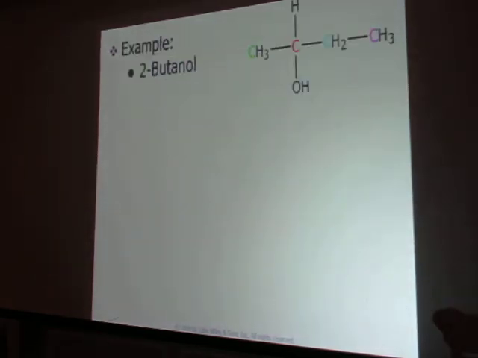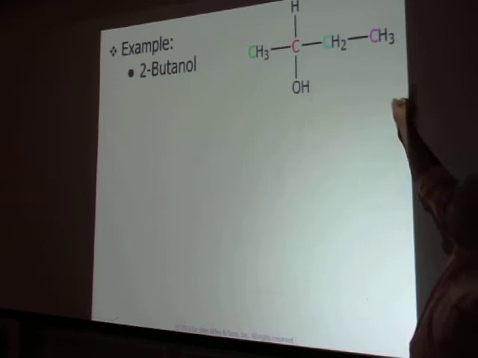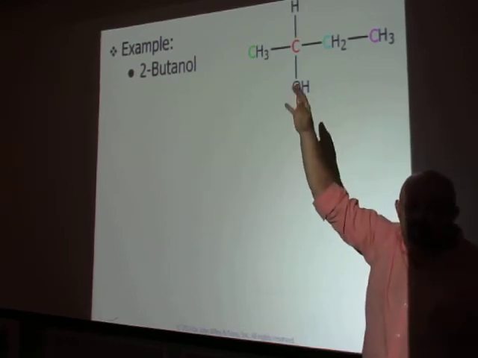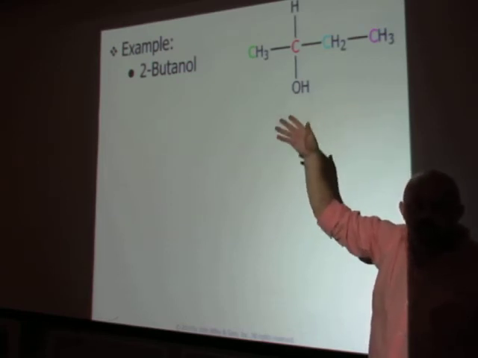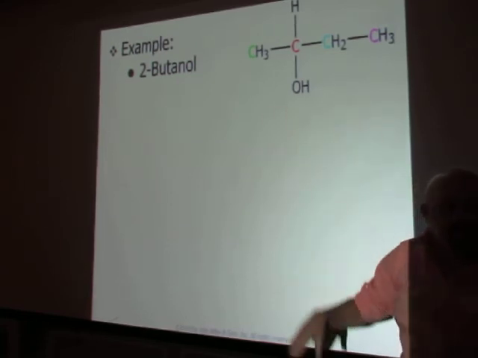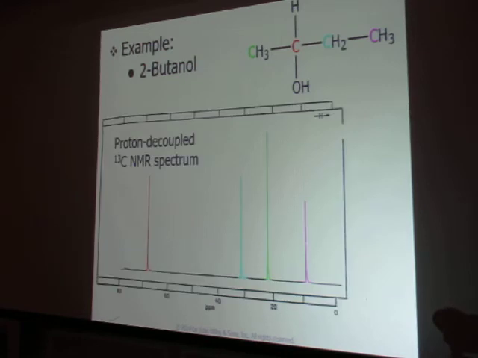No, don't worry about that. So this one here, there's no symmetry in that molecule. There's no symmetry, so all 4 carbons are different. I will have 4 peaks because there's 4 different carbons. And there's the spectra. You can see 4 peaks.